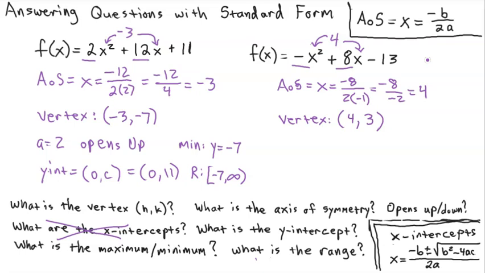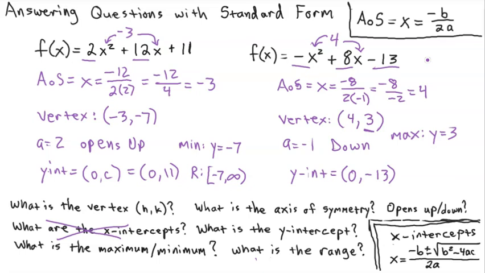Okay? And now does this open up or down? Well, in this case, a is negative 1, so it opens down. That means that it's going to have a maximum. Okay? The y-intercept is at 0, comma c, and c is negative 13. So it's at 0, negative 13. That's easy enough. And now let's identify the maximum, because we said that it has a maximum. Well, the maximum is going to be at y equals whatever k is, which is 3. So y equals 3 is the maximum.